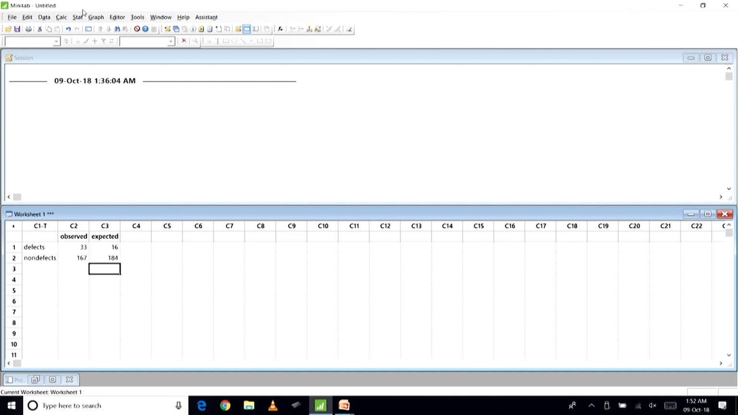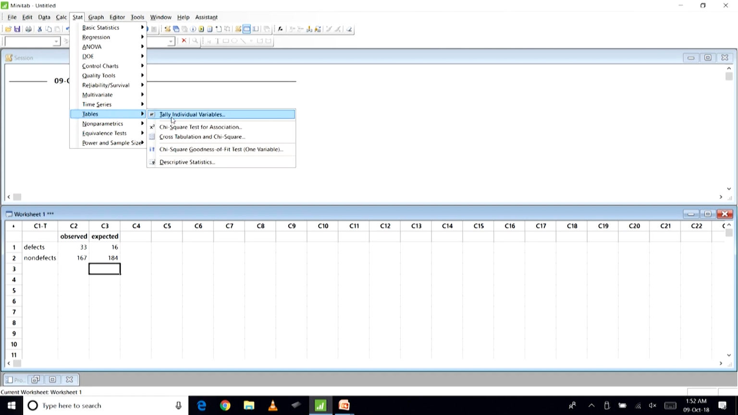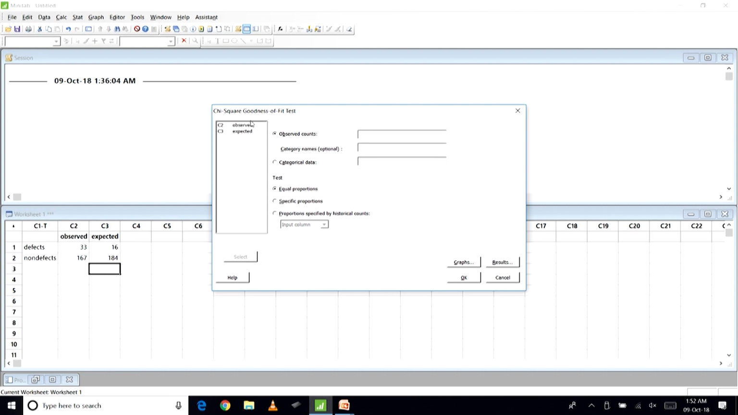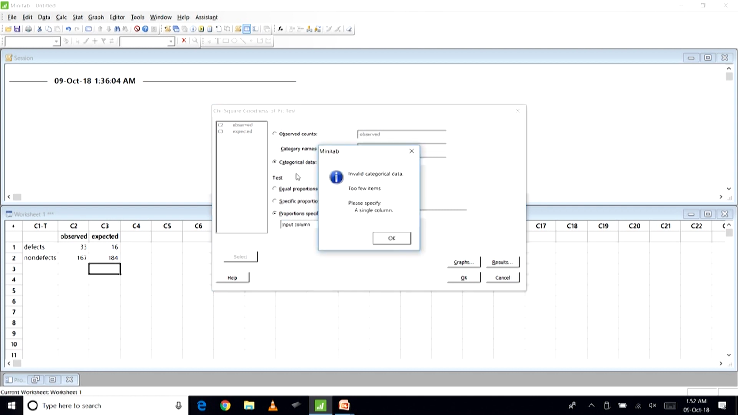Let us find out what the value of chi-square is. So, Tables, chi-square goodness of fit. This is the observed count, categorical data. Okay. So, a proportion specified by historical counts. So, expected values have to come over here. So, okay.